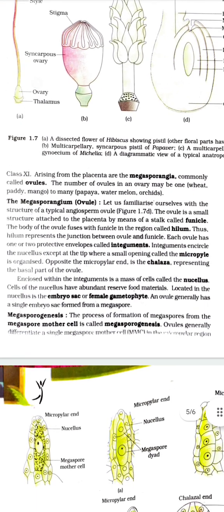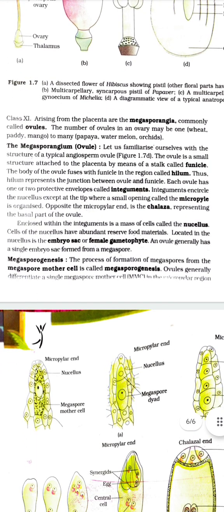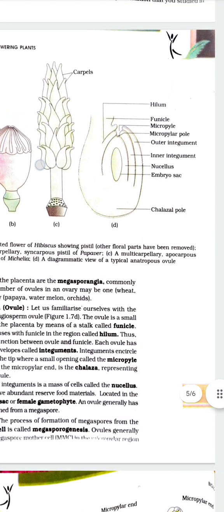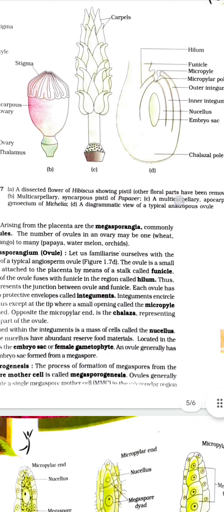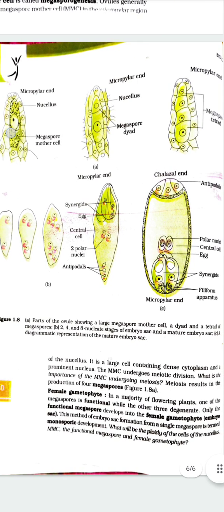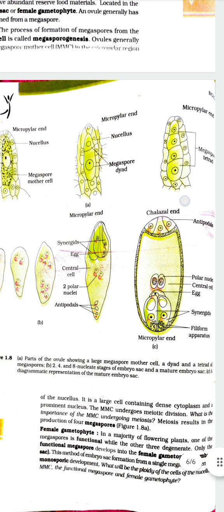The ovule is called the megasporangium, and you have to memorize this a bit. The ovule is a small structure. In this, you should first see the diagram and then study. It will be helpful for you. Okay, thank you.